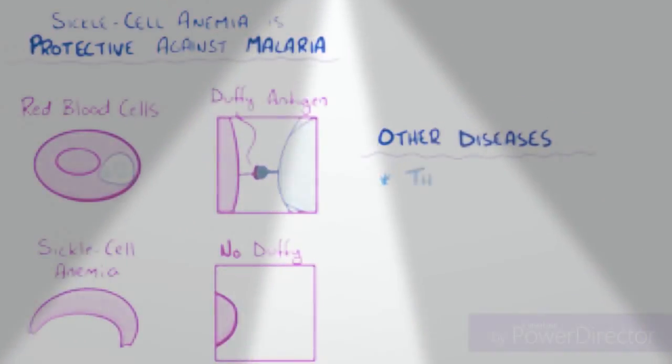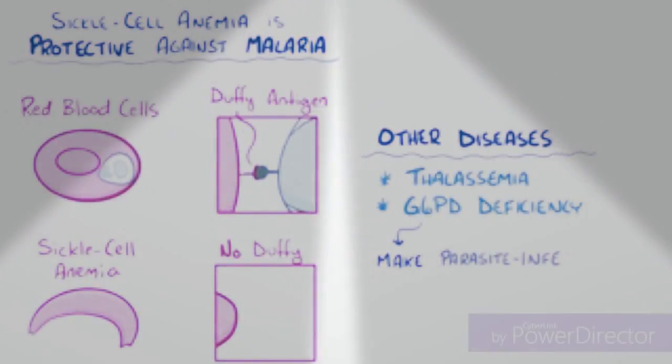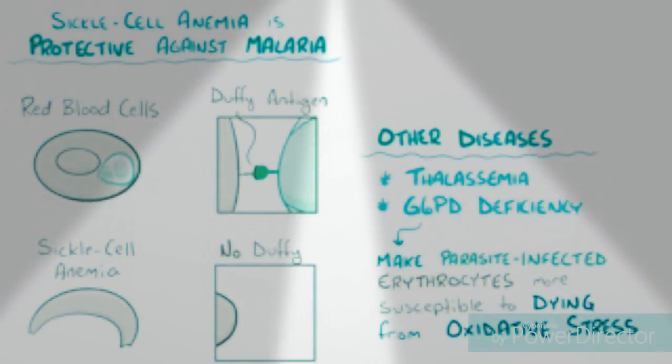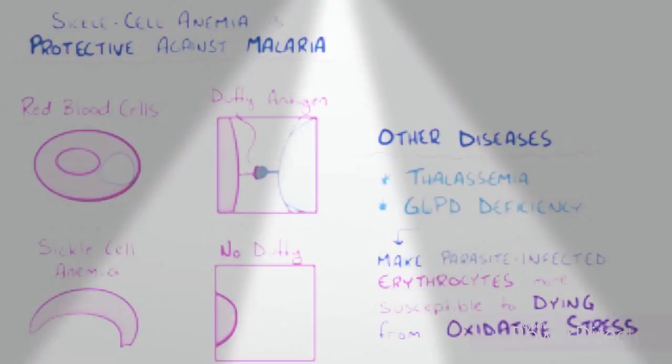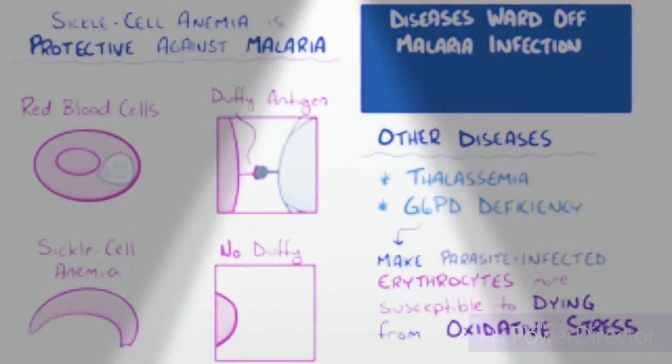Other diseases like thalassemia and G6PD deficiency make the parasite-infected erythrocyte more susceptible to dying from oxidative stress. So, despite the obvious downside to having any of these diseases, they do offer an upside when it comes to warding off a malaria infection.